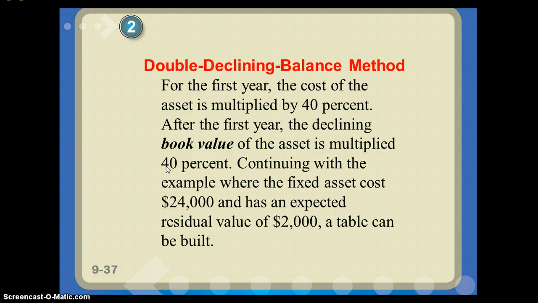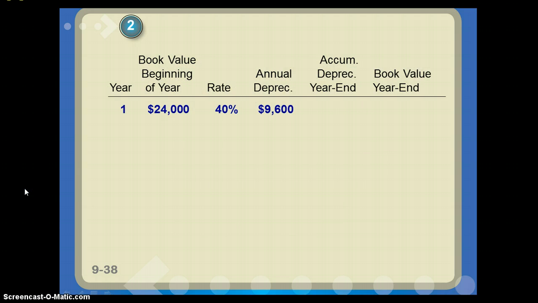A table is very useful for this. Let's take a look at an example. So year one, our asset, same asset we've been using in the example before, $24,000, and we calculated a rate of 40%. So what's our annual depreciation? $24,000 times 40% is $9,600.